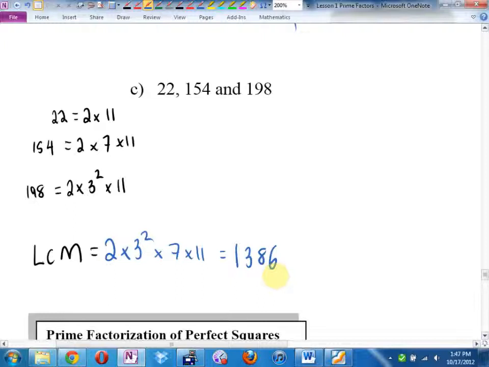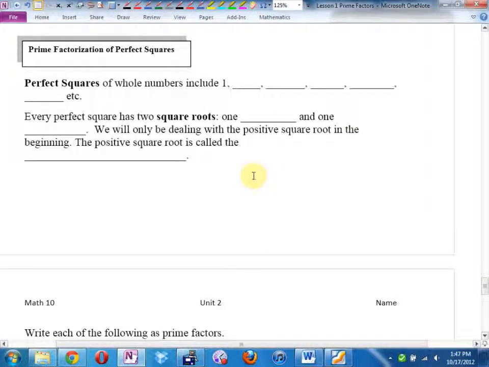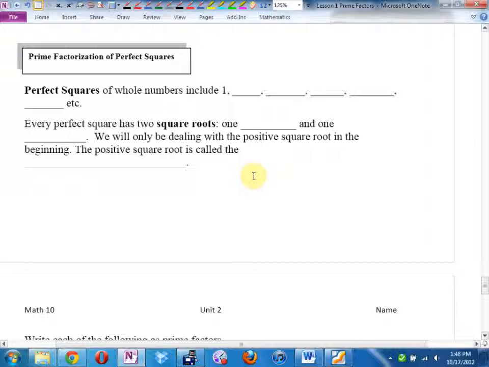Prime factorization of perfect squares. What are perfect squares? Well, 1. What's the next perfect square after 1? 2 times 2 is 4. Then what's next? 9. Or is that a German saying no? I'll never get tired of that joke. Next, 16. Keep going. 25. Keep going. 36, 49, 64. 9 times 9, 81. 10 times 10, 11 times 11, 121. 12 times 12, 144. Those it's worth having.